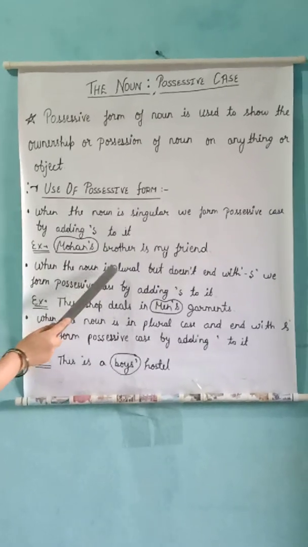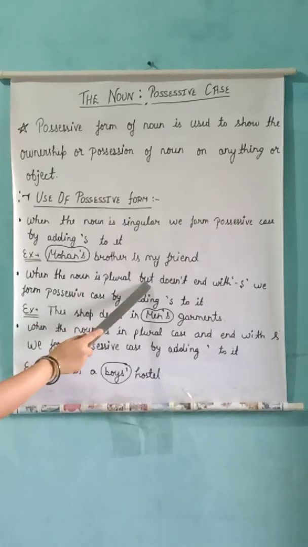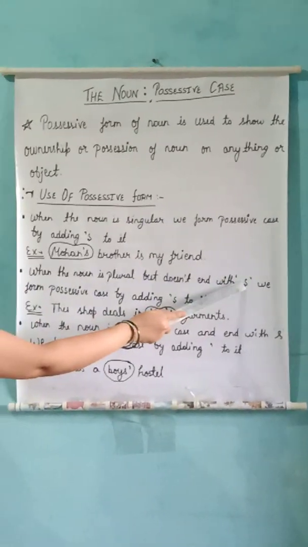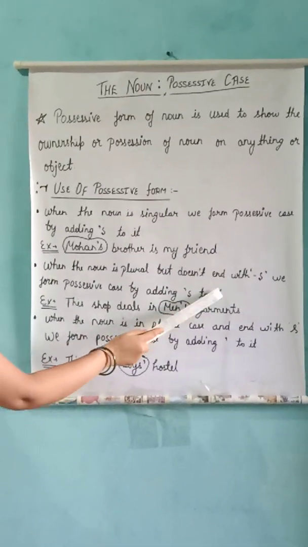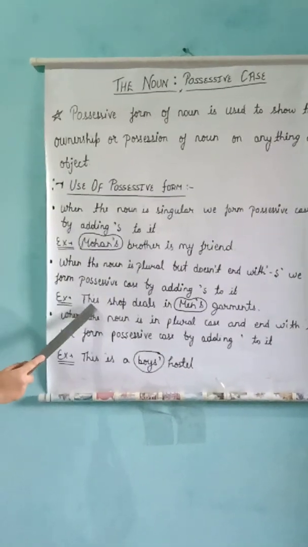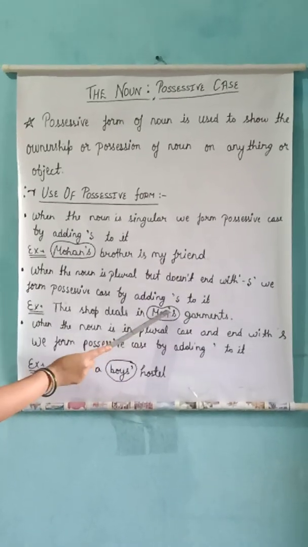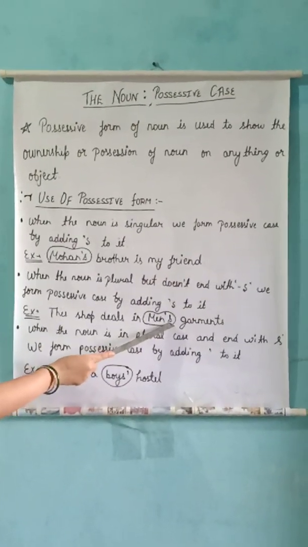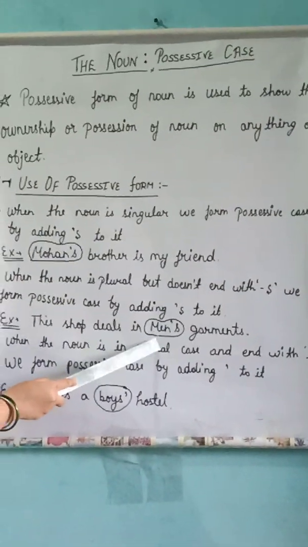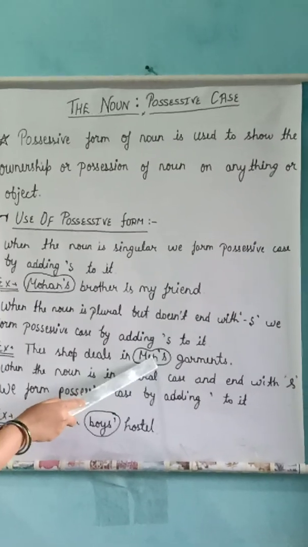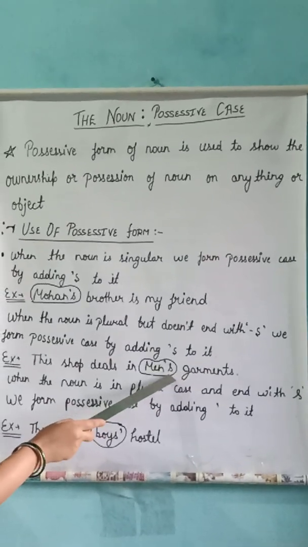Second, when the noun is plural, like they, we, you, etc., but doesn't end with s, we form possessive case by adding apostrophe s to it. Just like, for example, this shop deals in men's garment. Here we add apostrophe s in men. Men is a plural noun and doesn't end with s, so we add apostrophe s to show the possessive case.